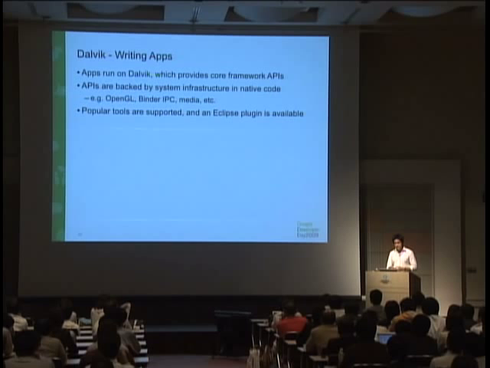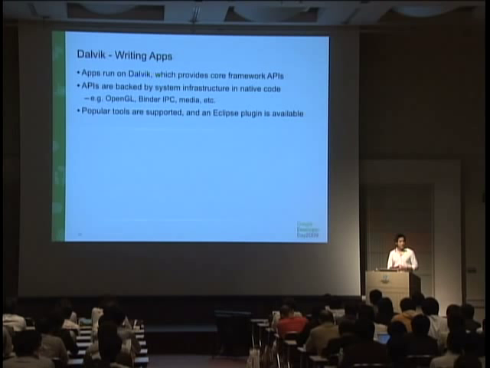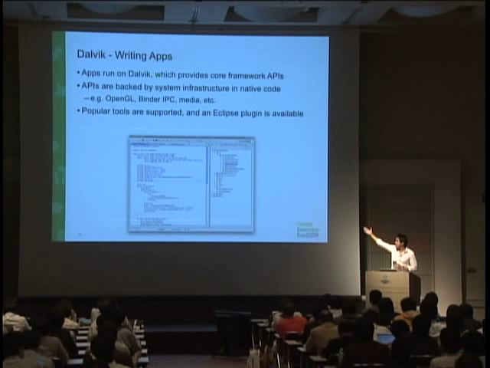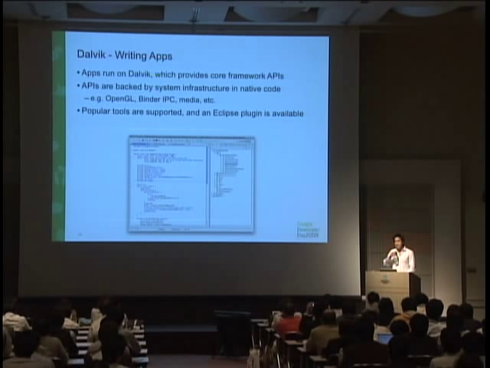Another reason we chose Dalvik for applications that you write is that, because you write them using the Java programming language, you can use your favorite Java tools. And to that end, we've written an Eclipse plugin to help you write your Android applications. And what does that look like? The Eclipse plugin looks like this. And you'll see a little bit more of this later when I demo the Eclipse plugin.